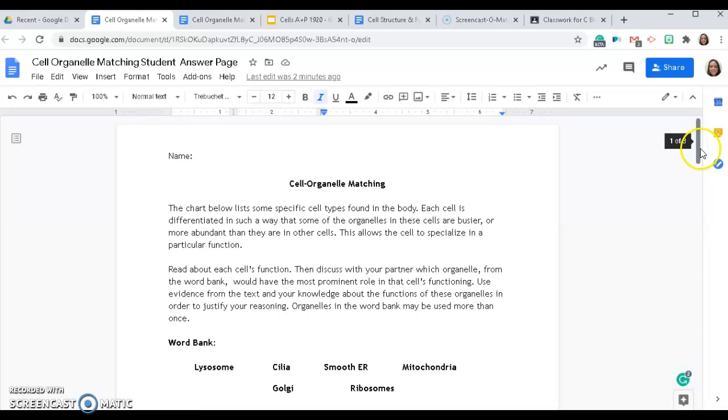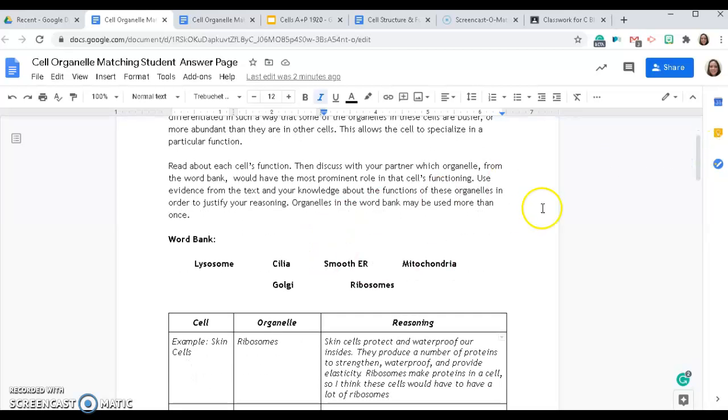So we have some organelles listed in the word bank. Okay, so these are the only organelles that you are going to use for this activity. They can be used more than once, and some of these you could argue could have multiple organelles that will work for that cell type, but as long as you explain your reasoning for that, then you'll get the points.